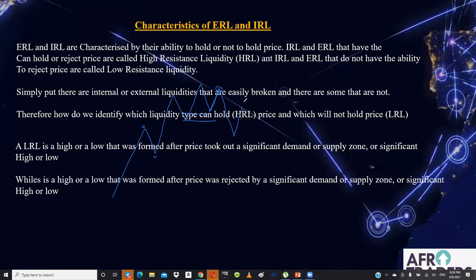So when price is coming back to this level, it is not able to break this. Even if the trend is strong, it will hold a bit before breaking it. This one will hold price. But if it had broken this level before forming this high, then this becomes a low resistance liquidity, and price will trade above it. And then the other one is the opposite.